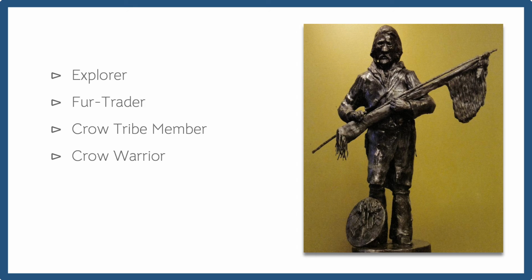R.H. Dick shows Beckworth's geographical diversity in the sculpture. Beckworth's clothing not only symbolizes his life as an explorer of the American West, but also that of his career as a fur trader, which began in St. Louis, Missouri. Beckworth's life as a Crow tribesman and warrior is also emphasized through the objects included in the portrait, such as the Crow shield and coup stick.